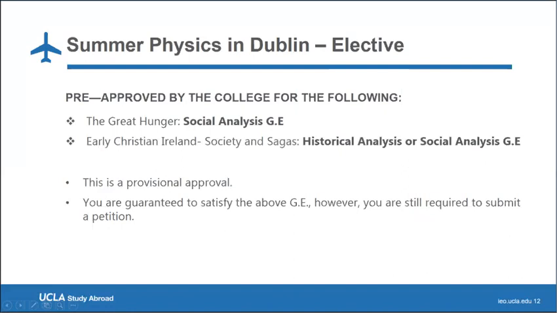If you're interested in satisfying the social analysis GE, that's satisfied by the Great Hunger course, as well as Early Christian Ireland, which will satisfy the historical analysis or social analysis GE. That is an or, so you cannot satisfy both. You have to choose between either the historical or the social analysis course. I do want to note that this is a provisional approval, meaning you are guaranteed to satisfy the mentioned GE, but you are still required to submit a petition. And I'll speak a little bit more about that afterwards.